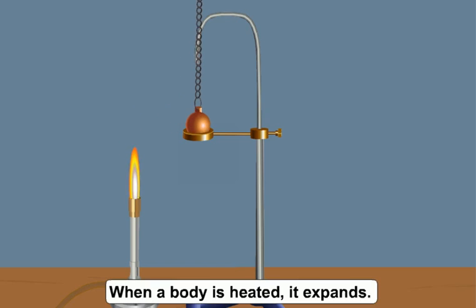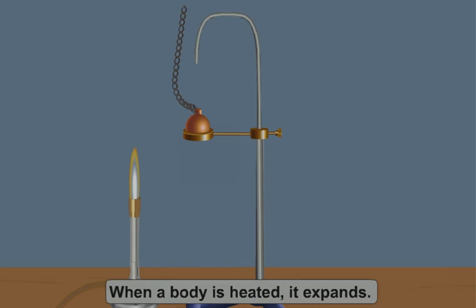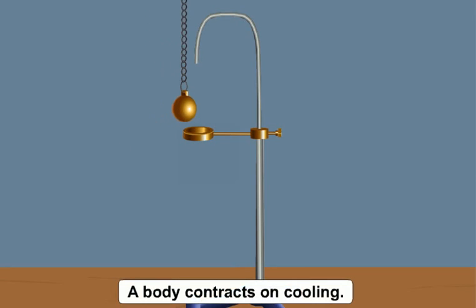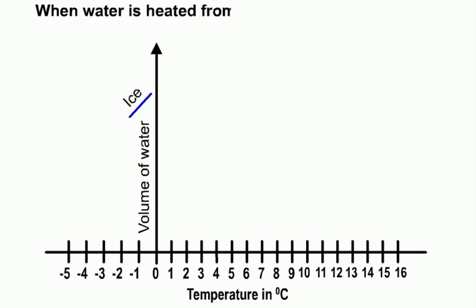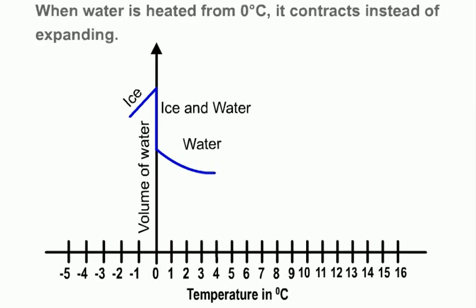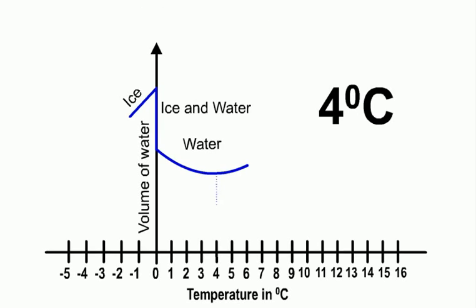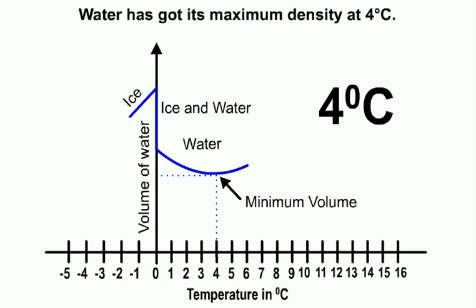Students, when a body is heated, it expands. A body contracts on cooling. When water is heated from 0 degrees centigrade, it contracts instead of expanding. This continues until 4 degrees centigrade. Above 4 degrees centigrade, it expands. So water has its maximum density at 4 degrees centigrade.